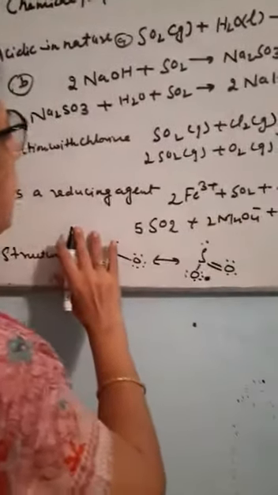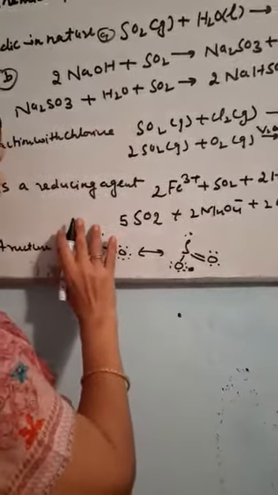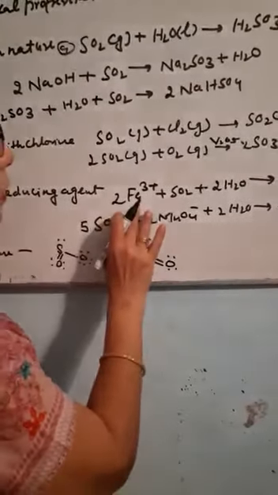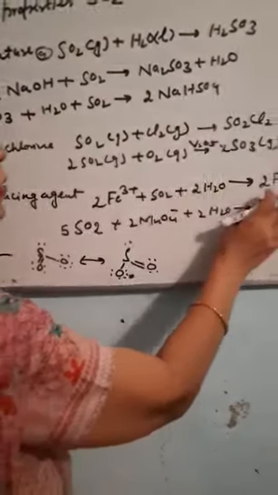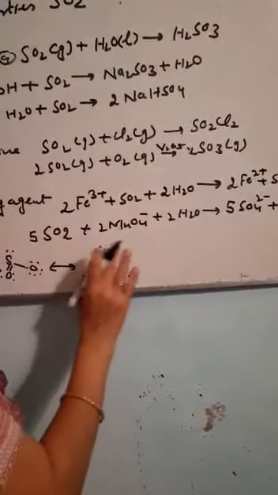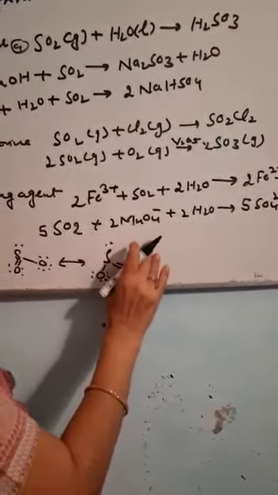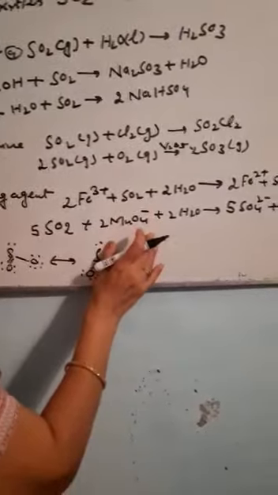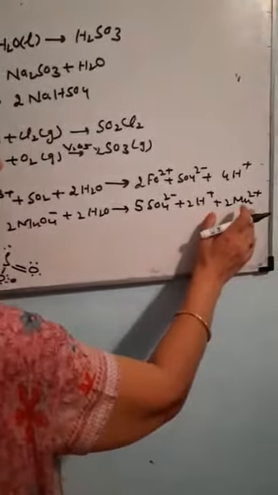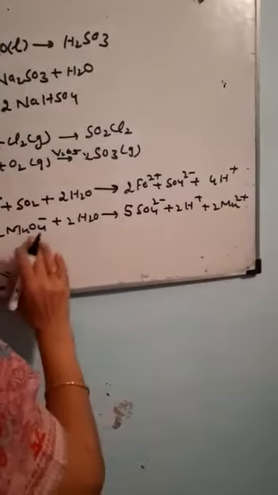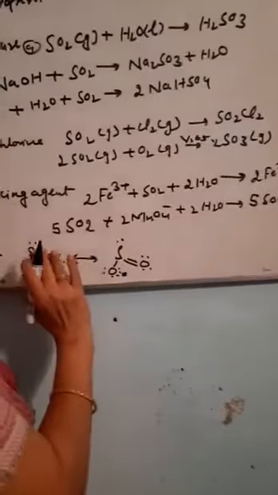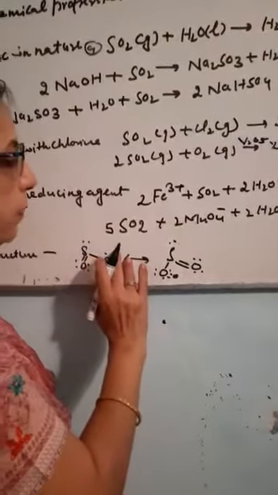The most interesting reaction of sulfur dioxide is as a reducing agent. It converts ferric ion into ferrous ion. It reacts with potassium permanganate. Potassium permanganate decolorizes and it is converted into the manganese(II) form. This reaction is used for the detection of the presence of sulfur dioxide.